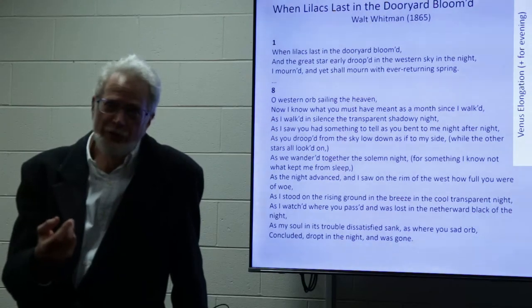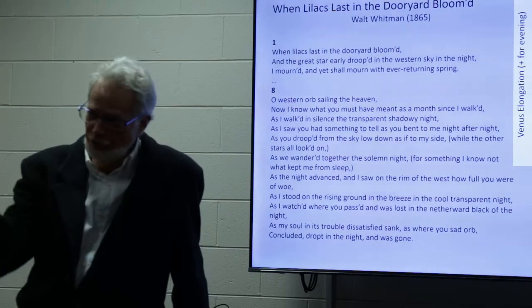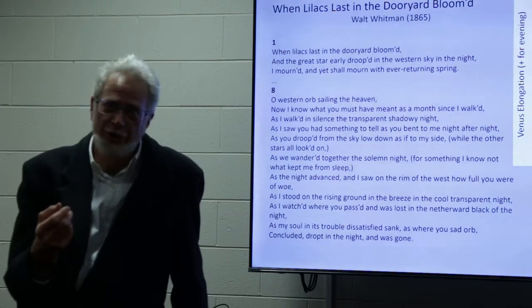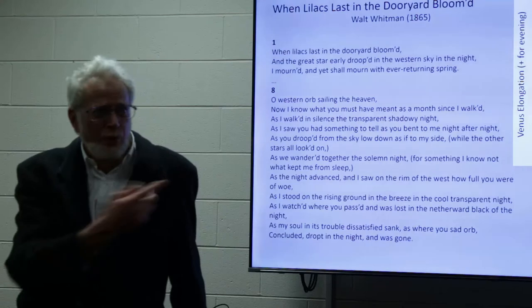And it struck me then, and it has struck me since, that there was something kind of special going on with Venus's orbit. It's not an orbit around the Earth, it's an orbit around the Sun, but Venus's synodic period. And I remember this poem.